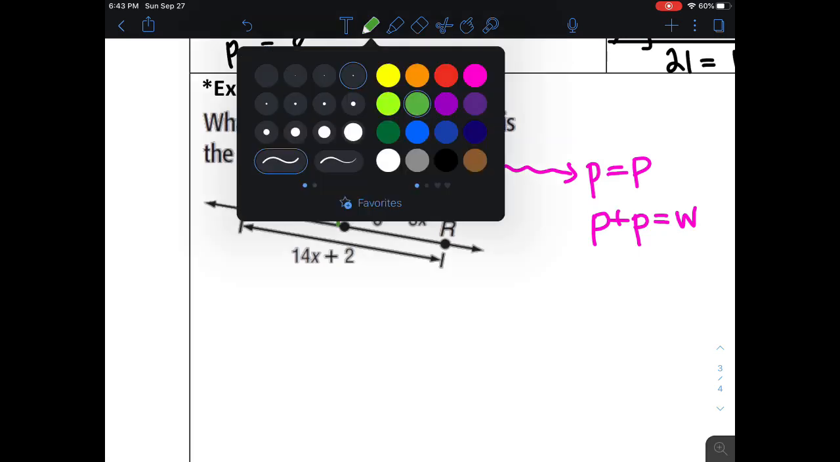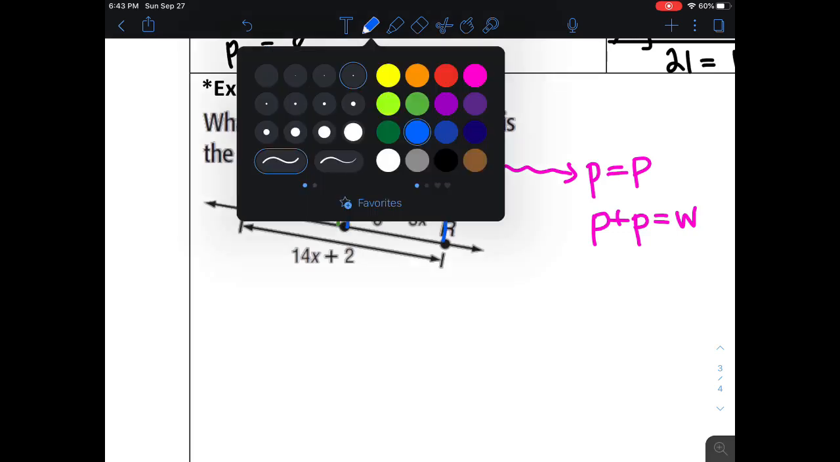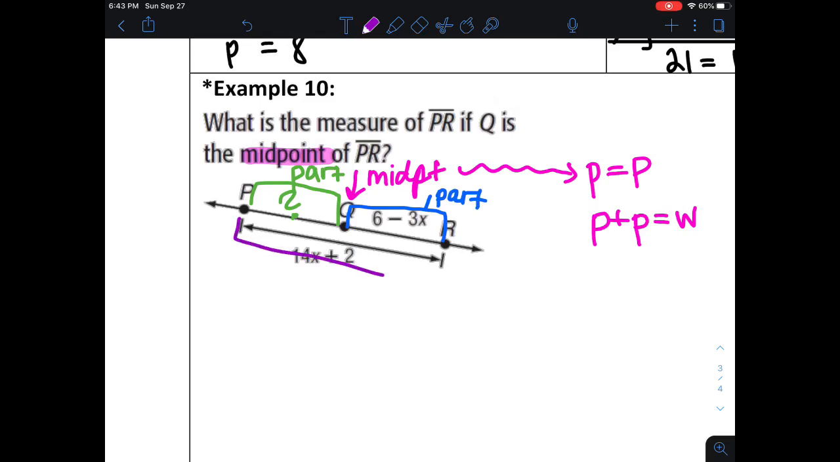Come on now. There we go. All right, let's see. What else do we have? We have this. This is the other part. We do know that. And then the last bit of information that I'm given is PR. Let me get that out the way so I can see it. All right, and that's clearly the whole thing.